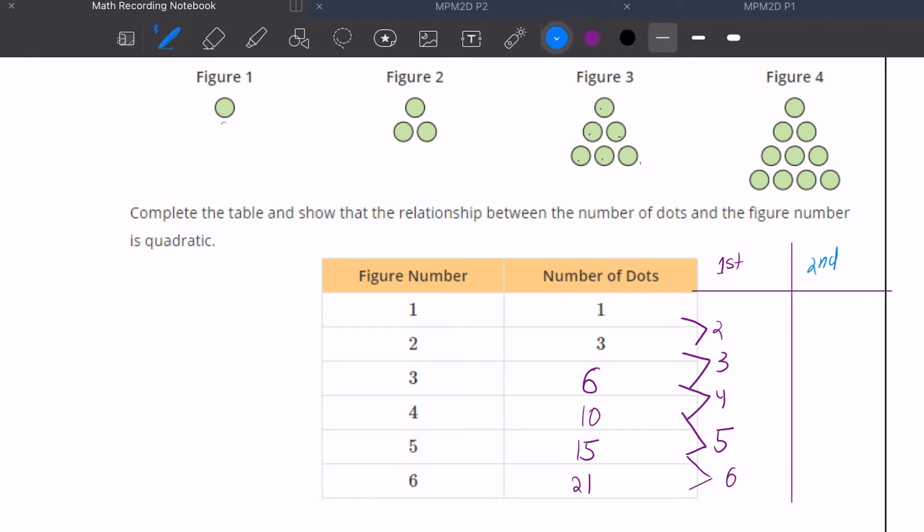Looking at the other one, we're going to be doing the exact same thing. We're going to take these two: 3 minus 2 is going to give us 1. 4 minus 3 is going to give us 1. 5 minus 4 is going to give us 1. 6 minus 5 is going to give us 1. Since we know these second differences are the same, we know that this is quadratic.